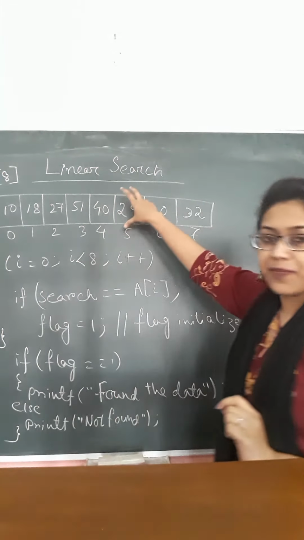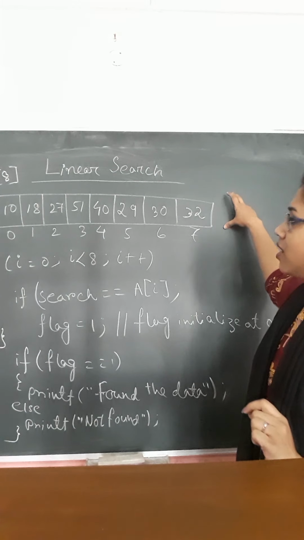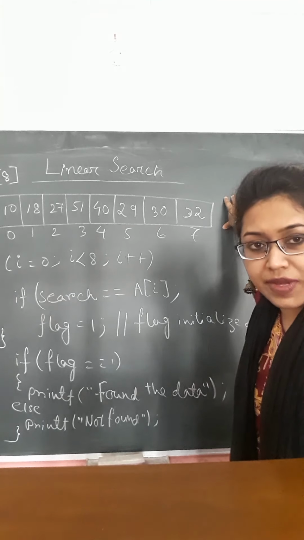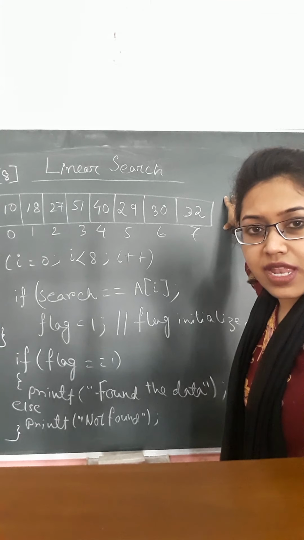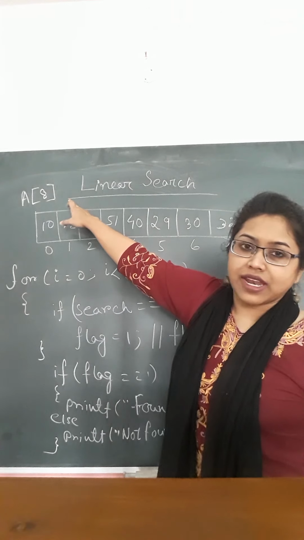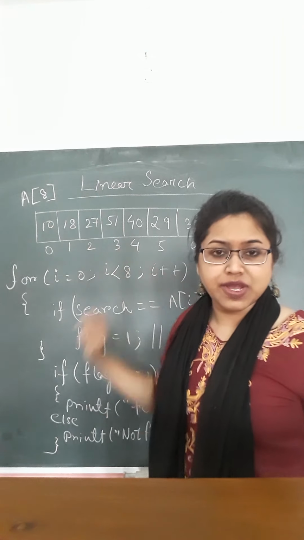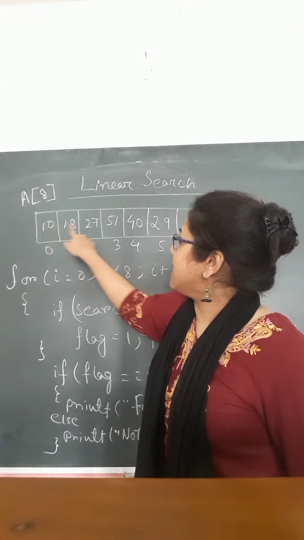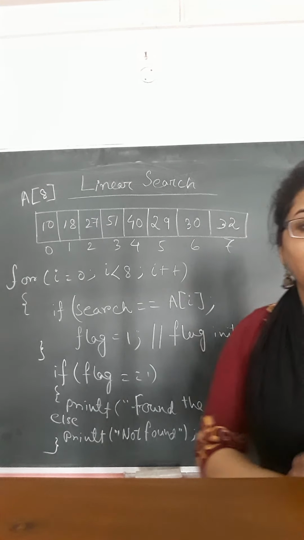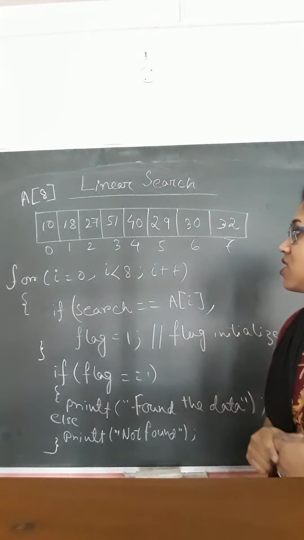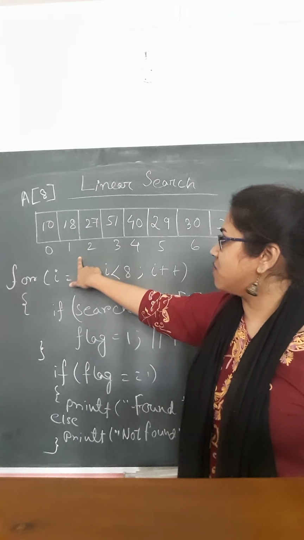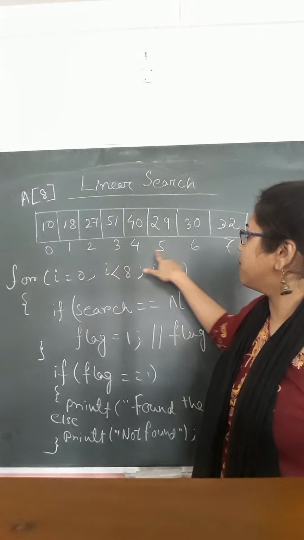So this is the array where I have mentioned 8 elements. You can see there are 8 elements. The name of the array is A, where 8 elements are present: 10, 18, 27, 51, 40, 29, 30, 32. These are all the elements. So 10 is present at position 0, 18 at 1, 27 at 2, then 3, 4, 5, 6, 7.